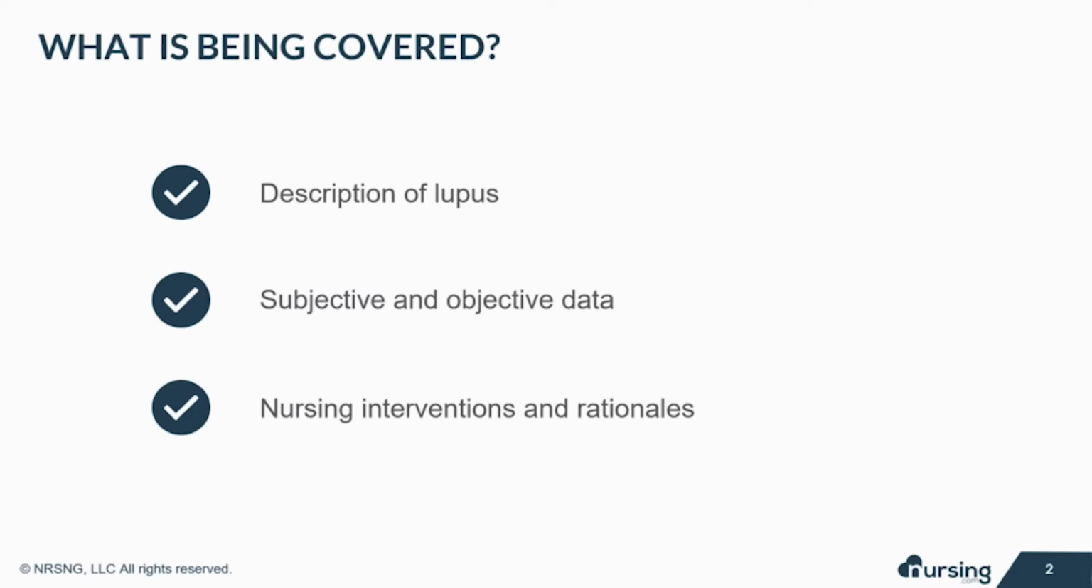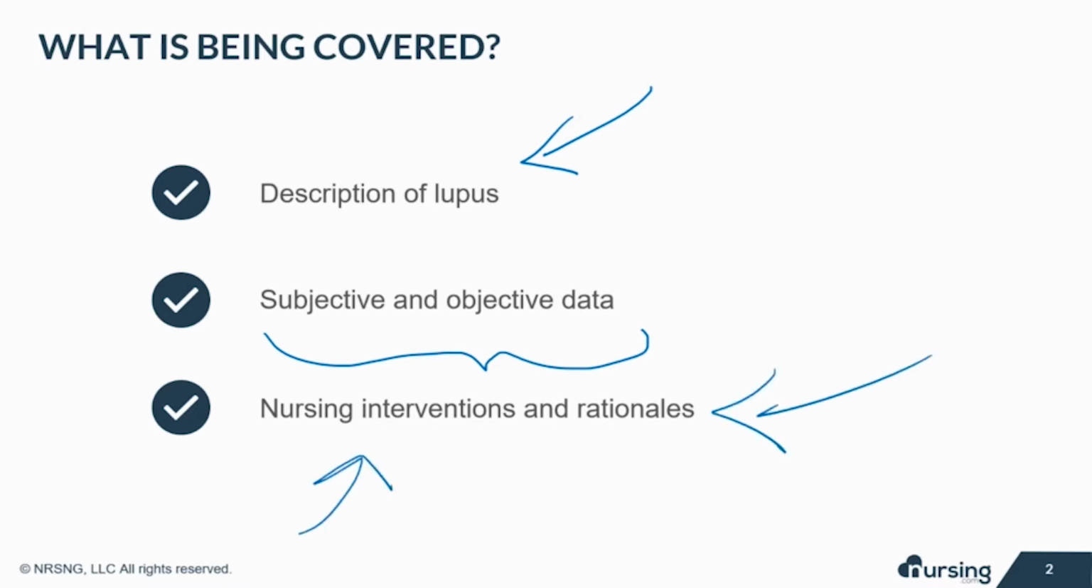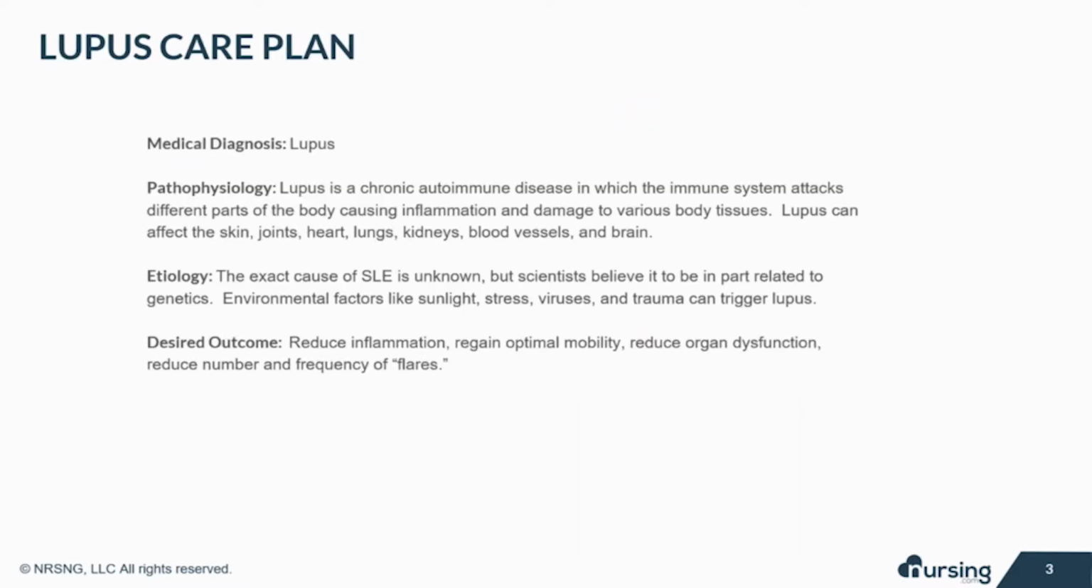Hey guys, today we're going to take a look at the care plan for lupus. So in this lesson, we'll briefly take a look at the pathophysiology and etiology of lupus. We'll also take a look at subjective and objective data included in the care plan, as well as nursing interventions and rationales.